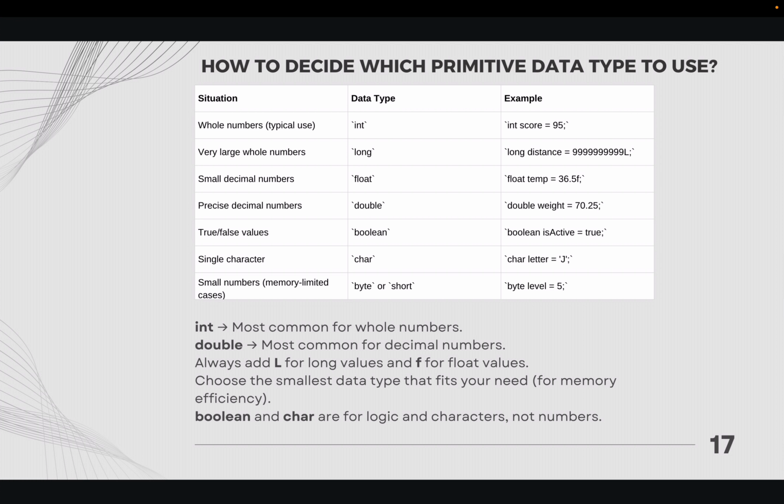And here is the rule of thumb for how to decide which primitive data types to use. You can stop the recording and analyze this table. And here are some tips for your knowledge. Int is the most common for whole numbers. Double is the most common for decimal numbers. Always add uppercase L for long values and lowercase f for float values. Choose the smallest data type that fits your need to save memory, right? So, for memory efficiency. Boolean and char are for logic and characters, not for numbers.